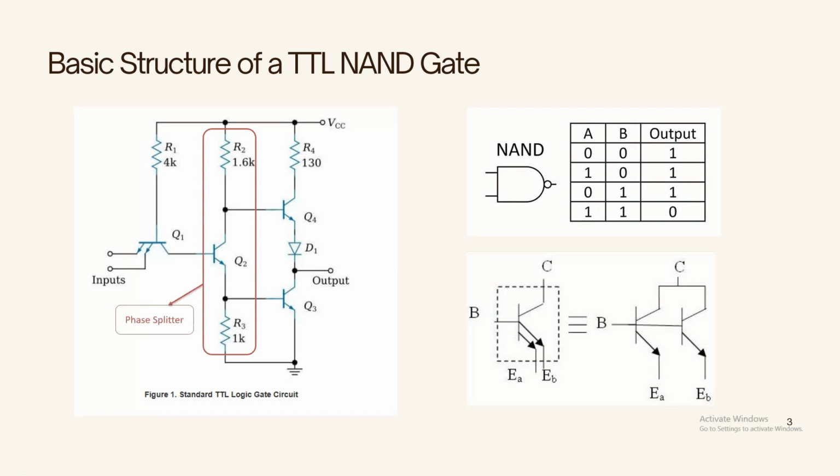If we focus on the phase splitter transistor Q2, when the voltage level at the collector node of Q2 decreases, the voltage level on the emitter node of Q2 increases. This creates two opposite voltage levels that control the output transistors Q4 and Q3.